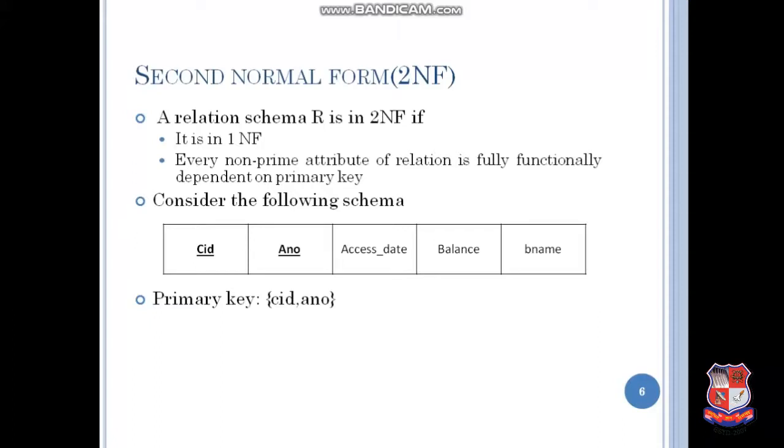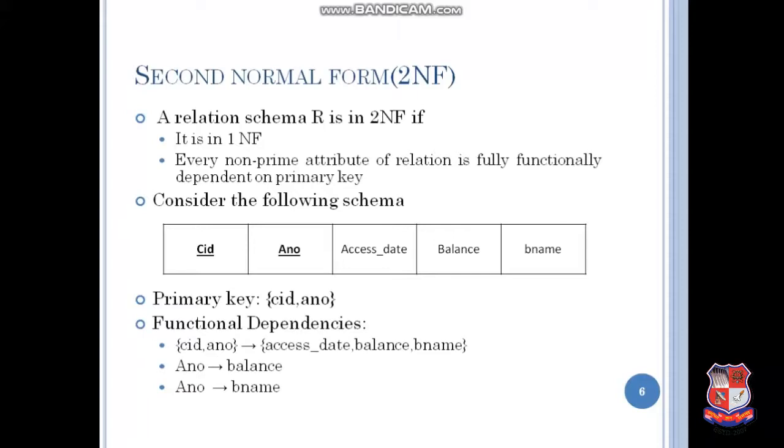Now let us check for the second clause. Here the major functional dependencies are: access date, balance and branch name are dependent on CID and account number. Balance is dependent only on account number. Branch name is also dependent only on account number. So there are 2 non-prime attributes, that is balance and branch name, which are not fully functionally dependent on the primary key but only on part of it. That is, balance and branch name are dependent only on account number. So clearly this relation is not in second normal form.